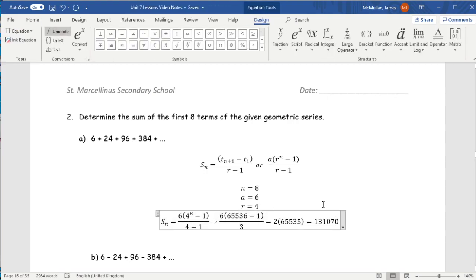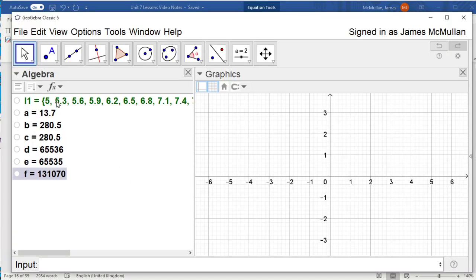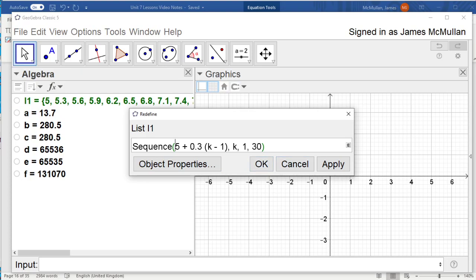Now again, let's do it manually using GeoGebra. I'm going to create a sequence. Let's use our general term: 6 times 4 to the power of k minus 1. I'm just using k instead of n, but you get the idea. And k can go anywhere from the number 1 to 8.